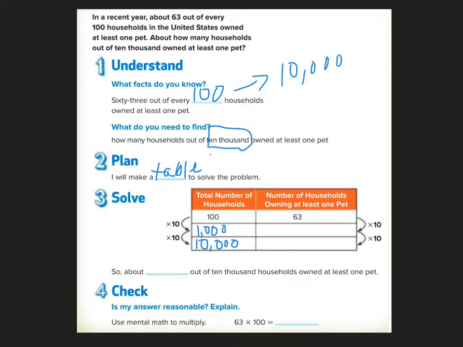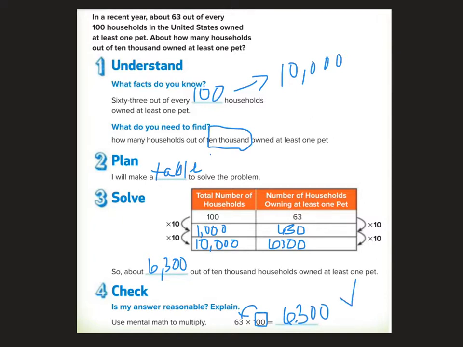Okay, so same goes to when you're going from 63 times 10, I'm just going to take 63, add a 0. Then if I'm going to multiply it by 10 again, I'm going to write 630, add a 0. So about 6,300 out of 10,000 households owned at least one pet. Is my answer reasonable? So I'm going to use mental math to multiply 63 times 100. Okay, so I see I have 2 zeros here, so I'm going to add them over to my 63. With 2 zeros, boom, yes, that's reasonable.